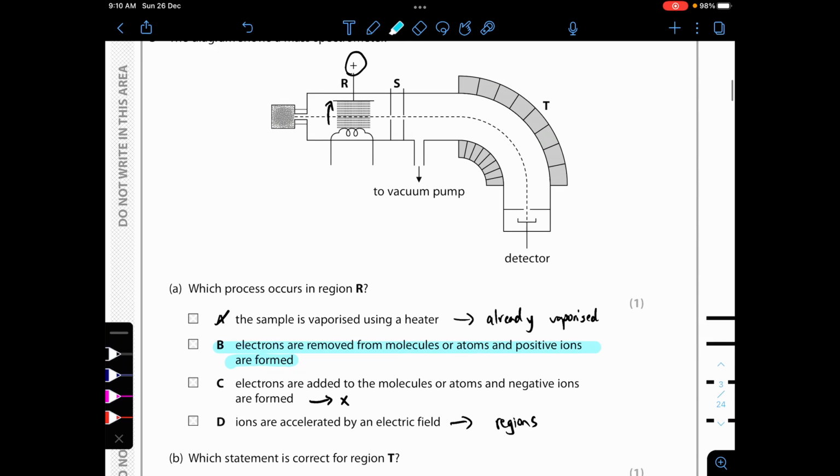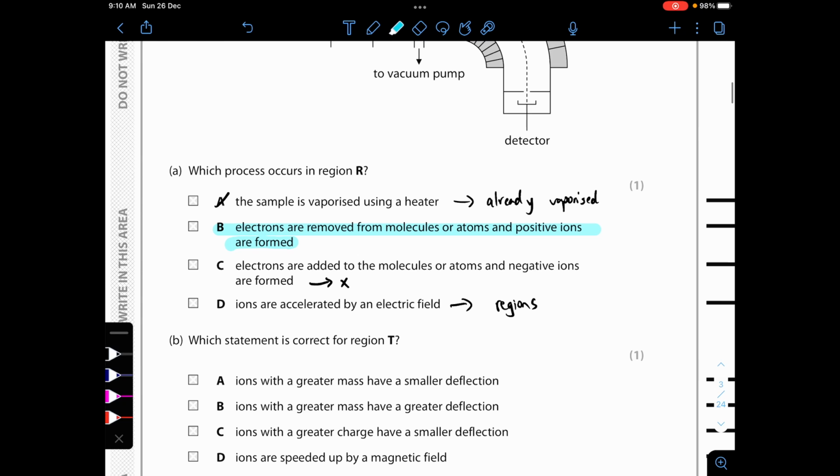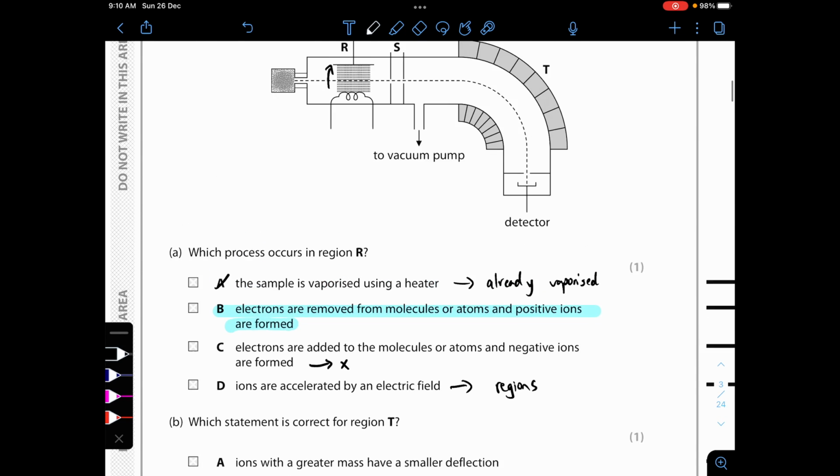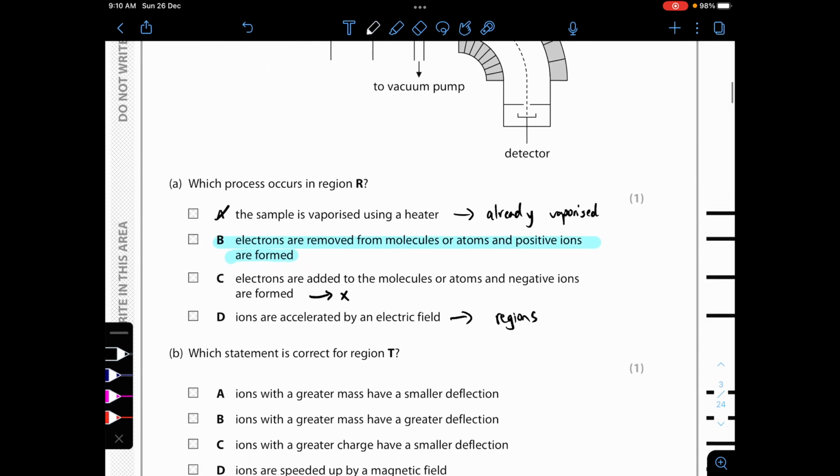So that's our final answer. Alright, which statement is correct for region T? Region T, okay, that's region T.